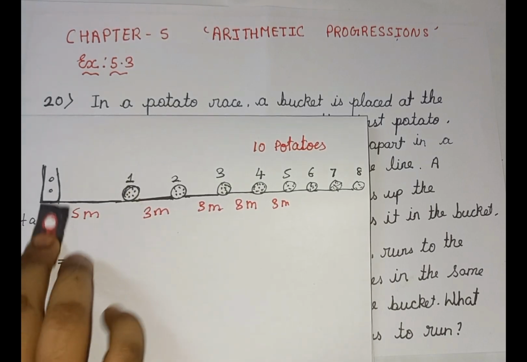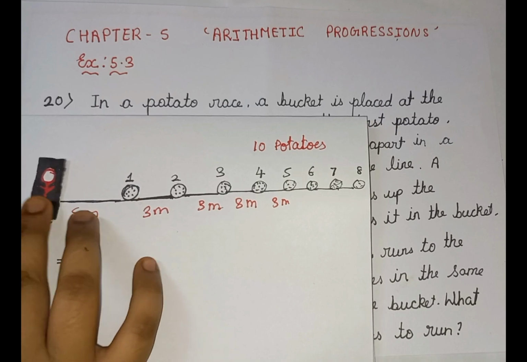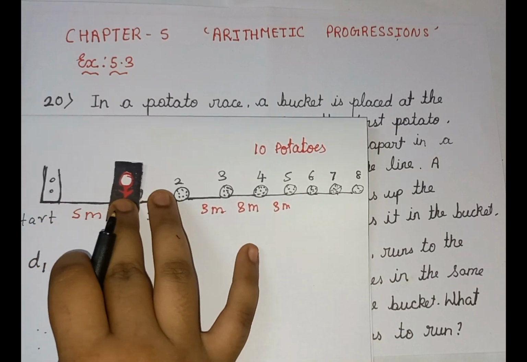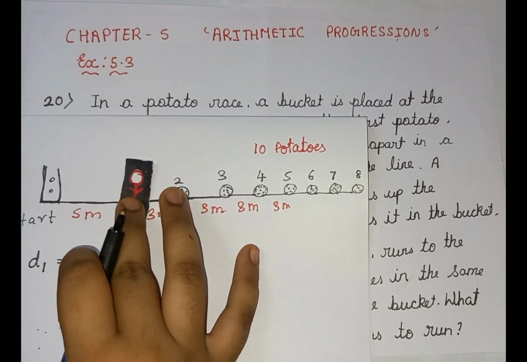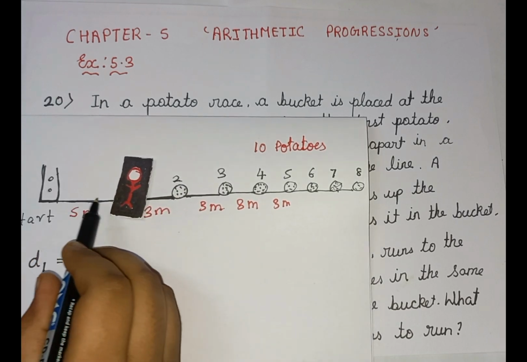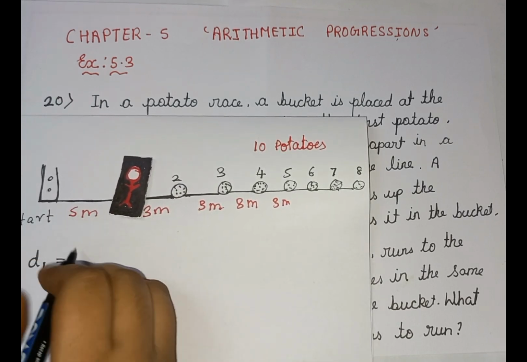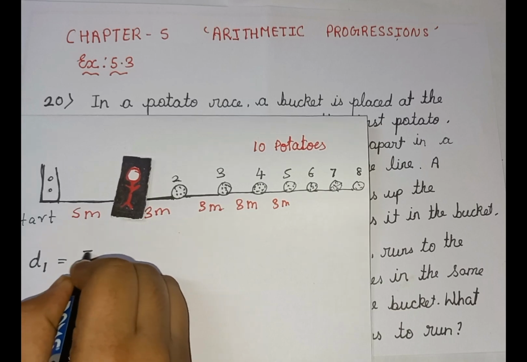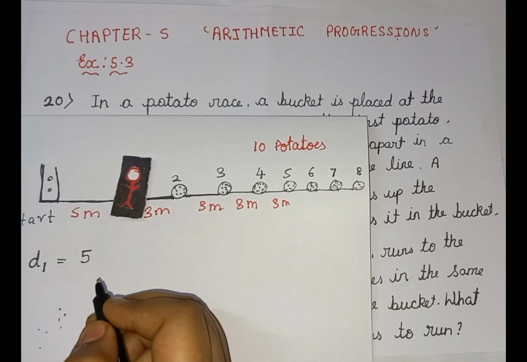Okay, so here you can think this is a person, right? So now he is going like this to pick up the potato. Okay, so now he took the potato in his hand. So when he just went there, what was the distance? The distance is 5 meters, isn't it? So let us write the 5.